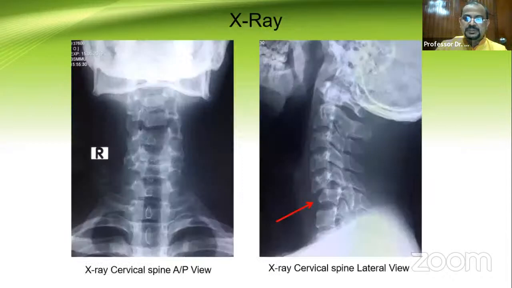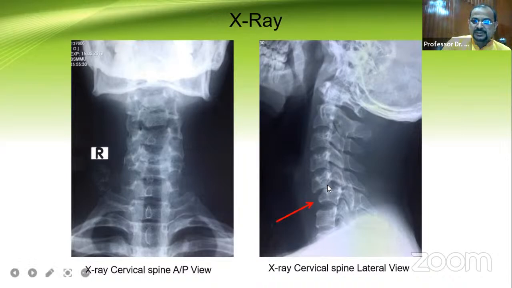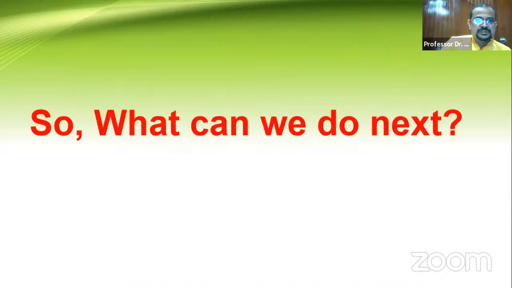You just see the X-ray. This is the X-ray of the cervical spine, AP view, and this is the lateral view of the cervical spine. After seeing that X-ray, I'd like to ask the audience, what can we do next? What investigation is necessary to confirm the diagnosis of this case?